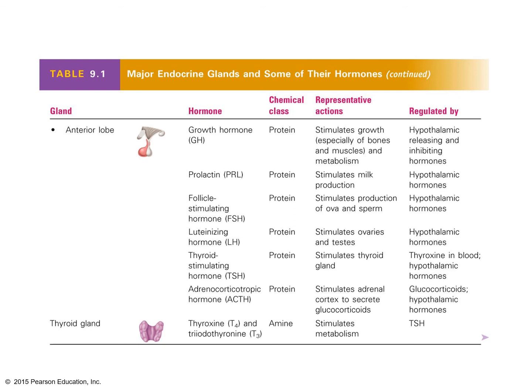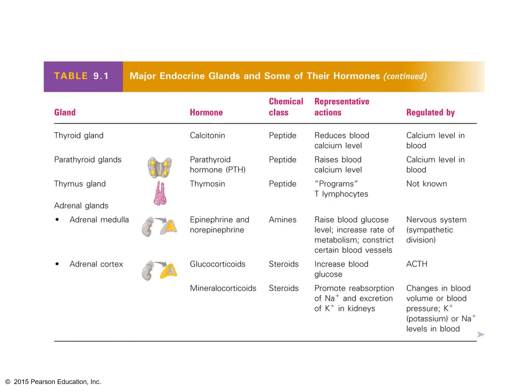The thyroid gland creates thyroxine and triiodothyronine. These are going to be the thyroid hormones that actually stimulate metabolism, and they are amino-based. So besides regulating metabolism, the thyroid gland also helps to reduce blood calcium levels with calcitonin, which is a peptide class hormone. Antagonistic to calcitonin is parathyroid hormone produced by the parathyroid glands. It is a peptide-based hormone that raises blood calcium levels.